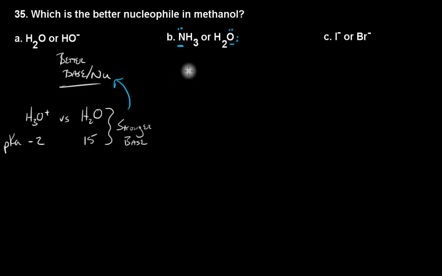And so for the ammonia, you can remember that the ammonia has a pKa of about 40. Okay, a pKa of about 40, not minus, but about 40. And the water has a pKa of, again, about 15. So between these two, we have the ammonia being the weaker acid and thus the stronger base. So the ammonia is going to be the stronger base, and also it's going to be the stronger nucleophile.